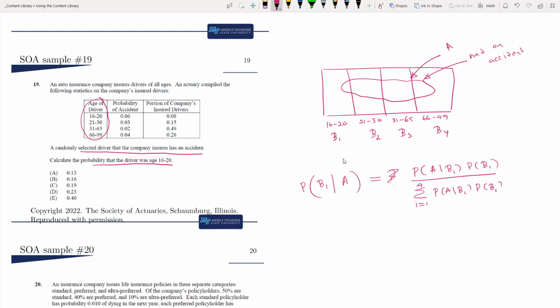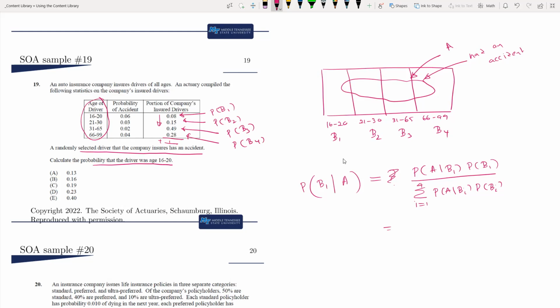What's the probability of being in each group? This is the probability of B1. This is the probability of B2. This is the probability of B3. And this is the probability of B4. Now, if it is a true partition, when you add all of these, you should get 1. Check whether that's going to happen. So we know these probabilities.